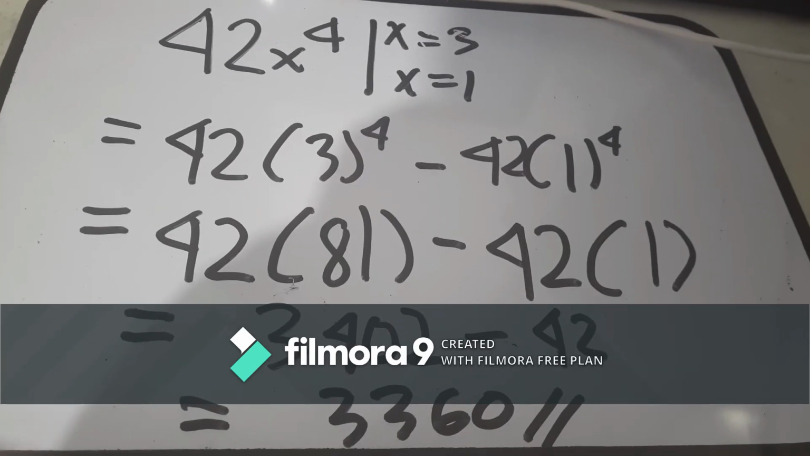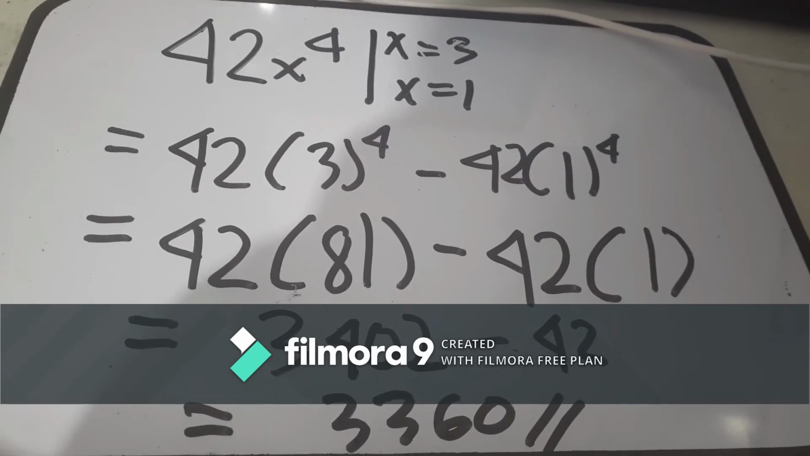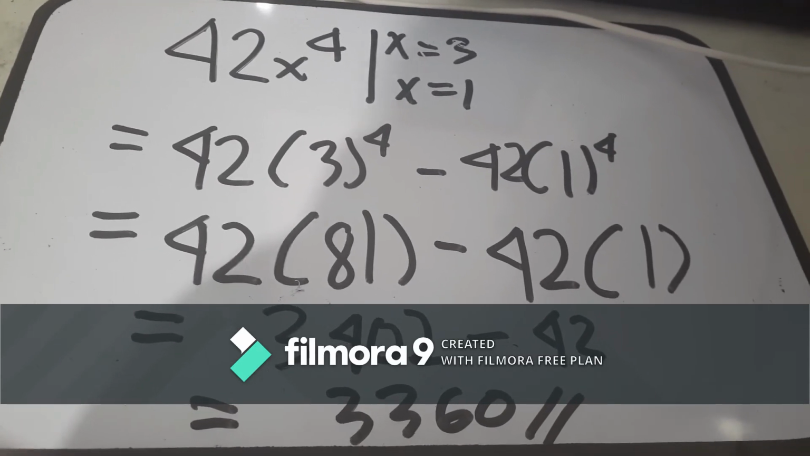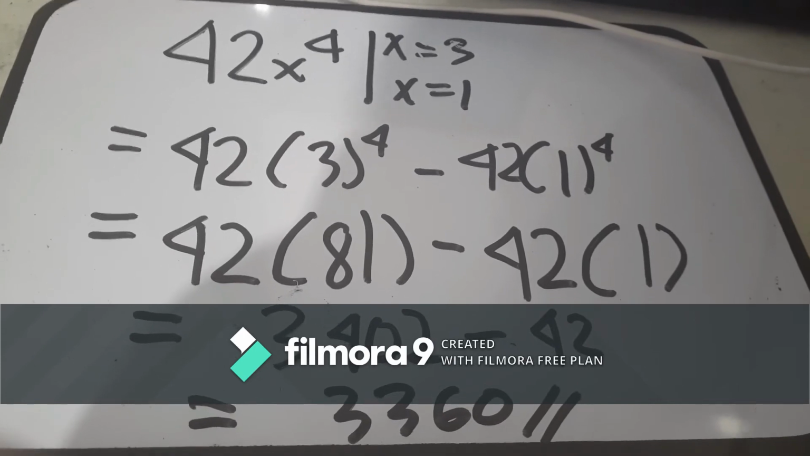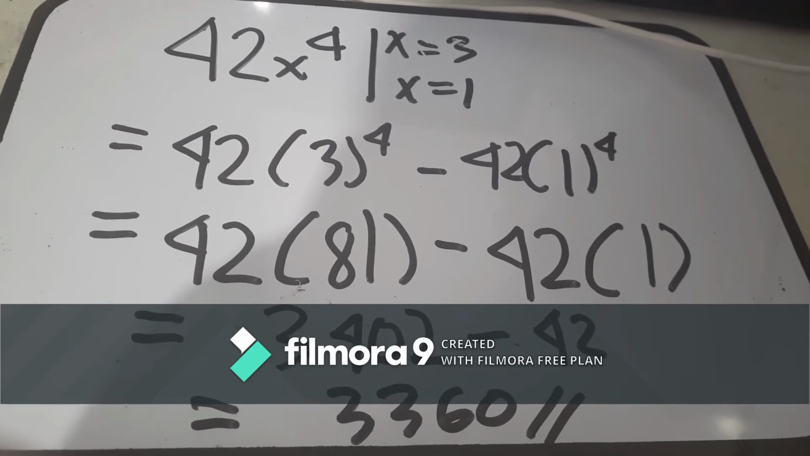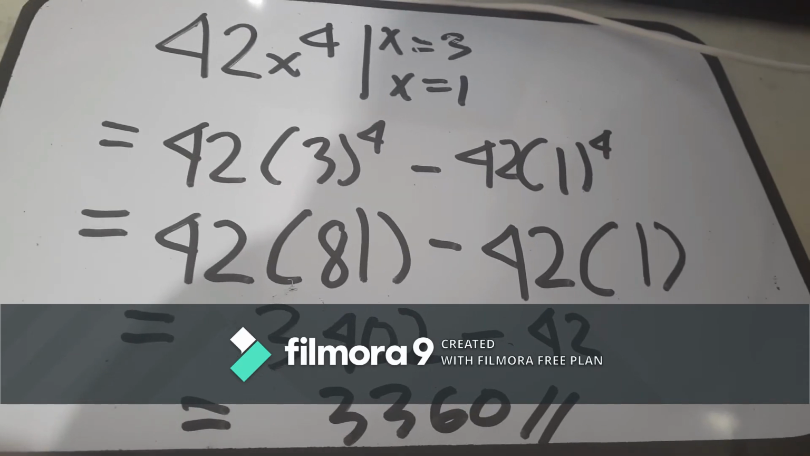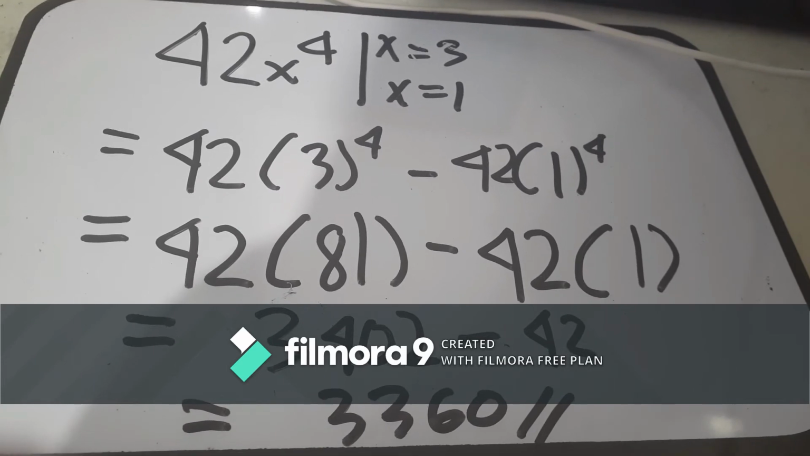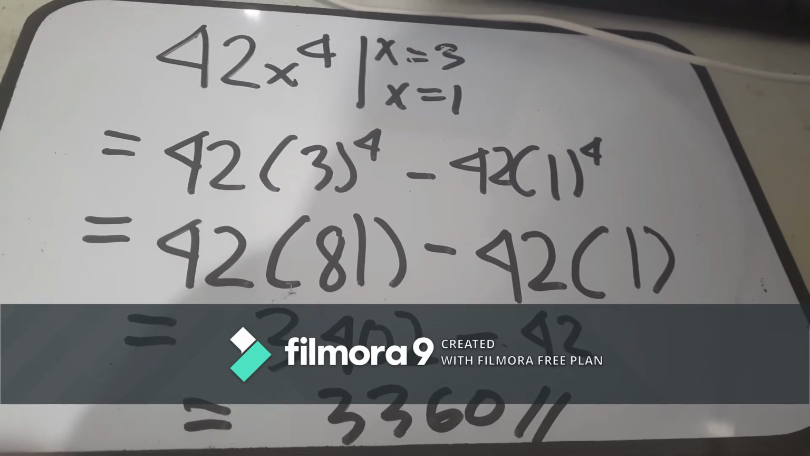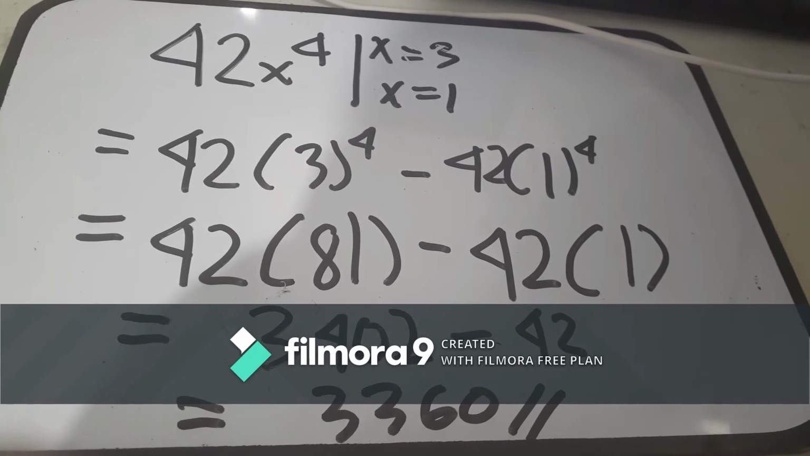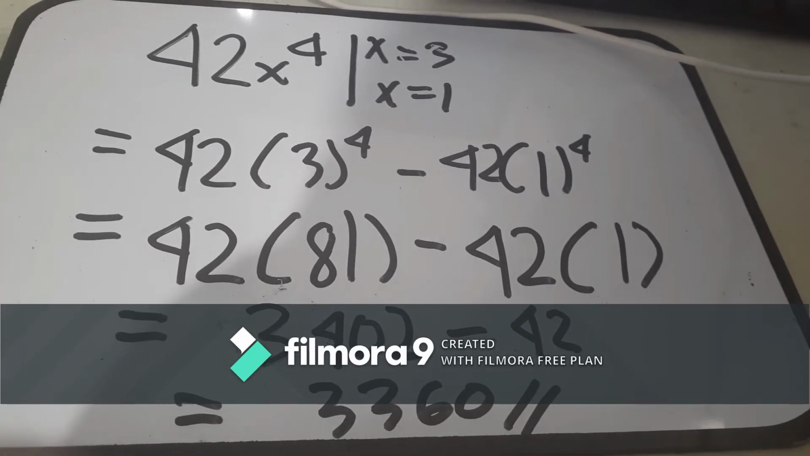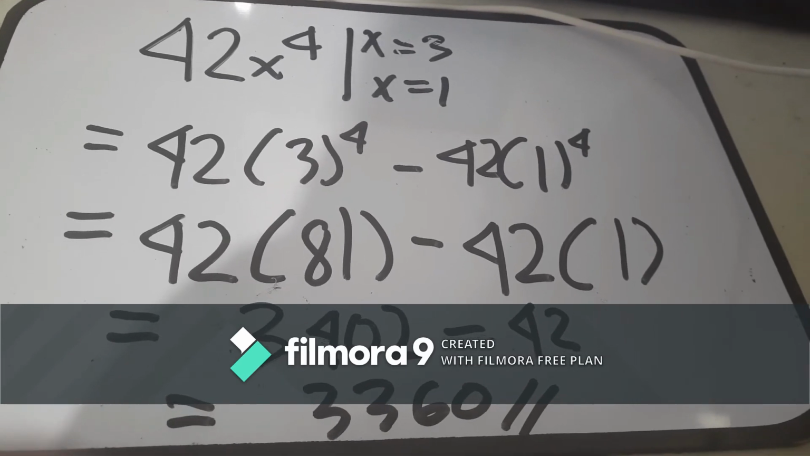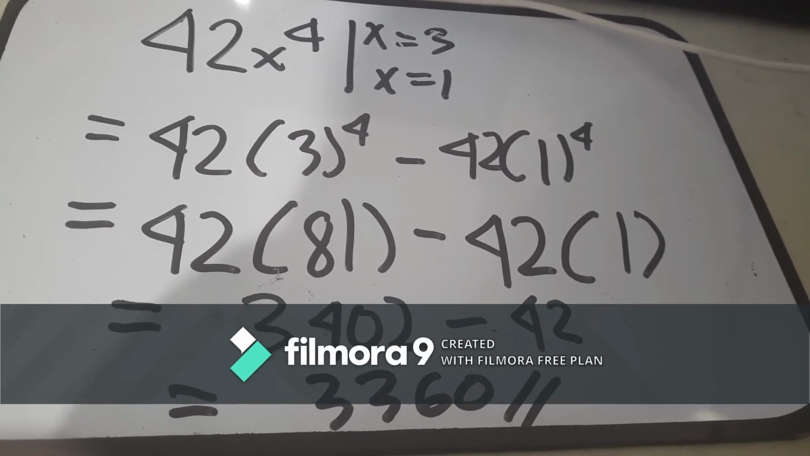To plug in our limits, we use the formula F(b) minus F(a). That's why we have 42 times 3 to the fourth power minus 42 times 1 to the fourth power. And 3 to the fourth power will become 81, and 1 to the fourth power will become 1. And we all know 42 times 81 will become 3,402, and 42 times 1 will become 42. And 3,402 minus 42, and we have the final answer of 3,360.